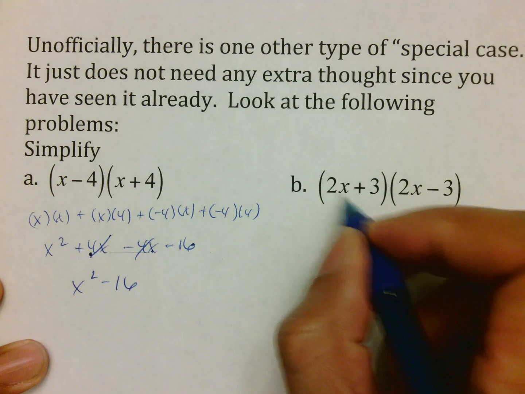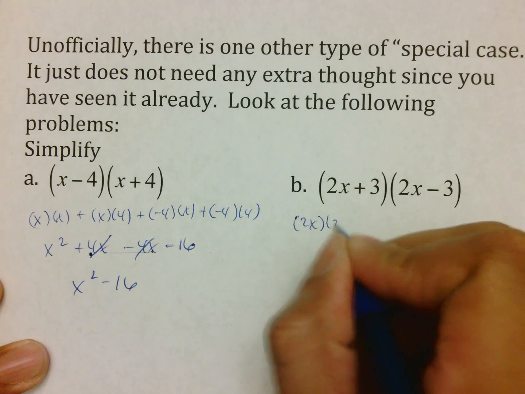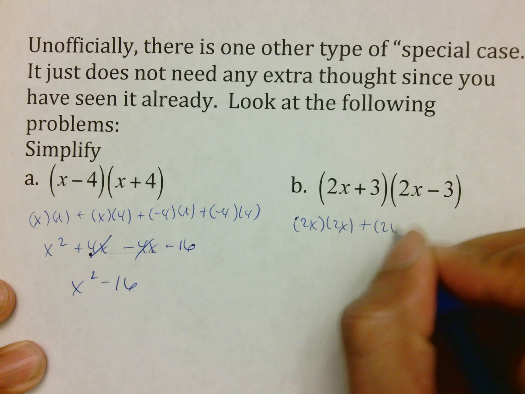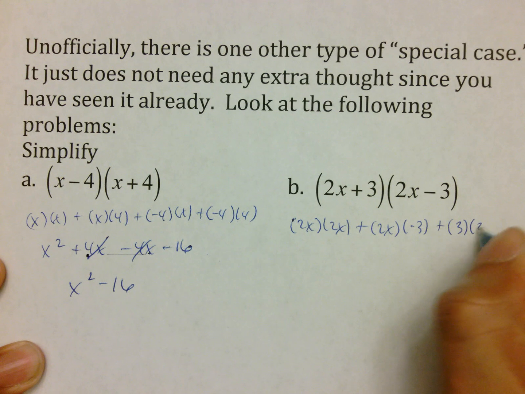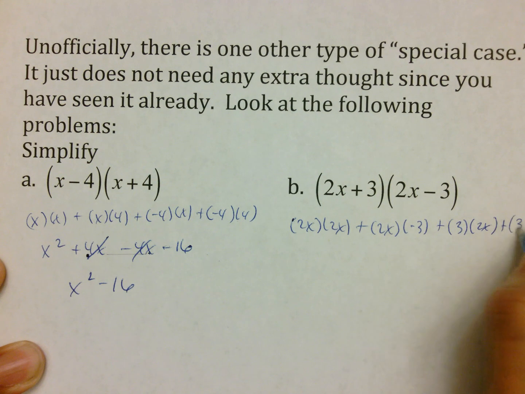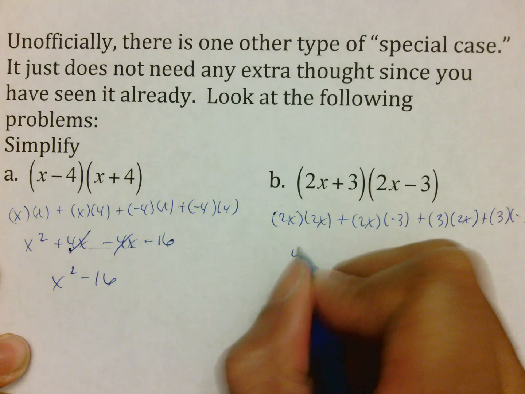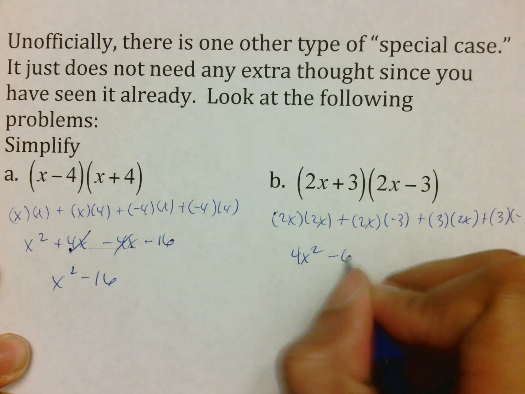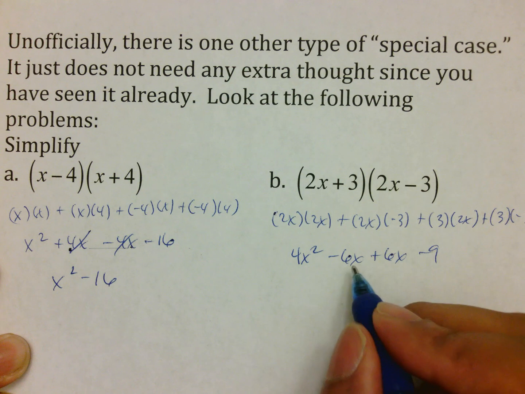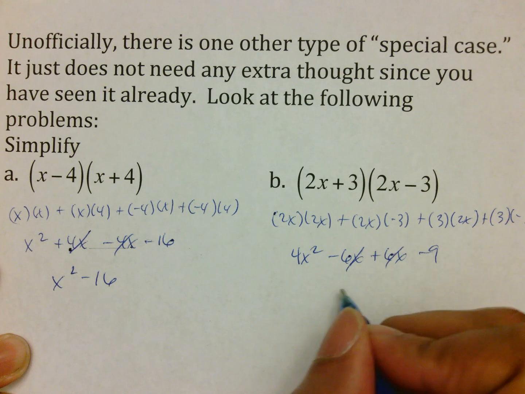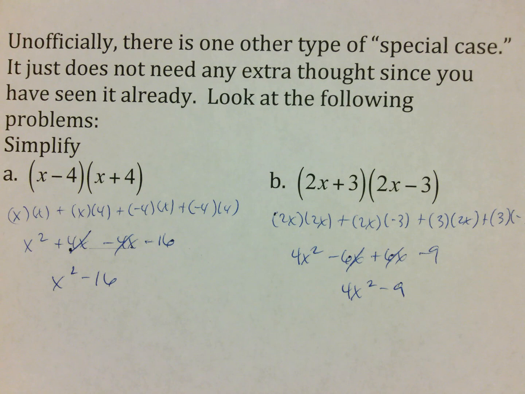Same thing over here. 2x plus 3, 2x minus 3. 2x meets 2x, and 2x meets negative 3, and 3 meets 2x, and 3 meets negative 3. Again, once we do that, you end up with 4x squared minus 6x. Notice that's a plus 6x and minus 9. And again, a negative 6 and positive 6 makes 0. And so you end up with that as your answer.